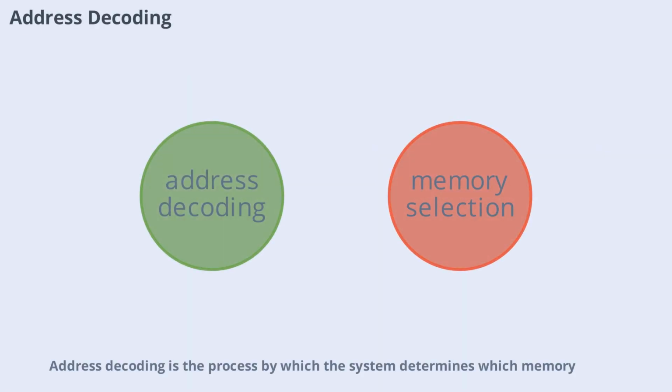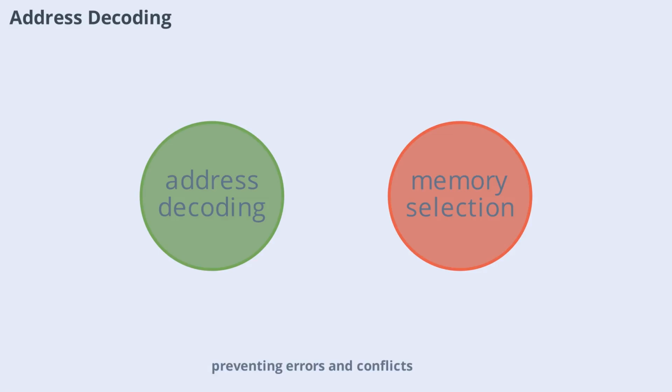Address decoding is the process by which the system determines which memory location or device should respond to a given address on the bus. Decoders analyze the address signals and enable the appropriate memory chip or peripheral. This ensures that only the intended component reacts, preventing errors and conflicts.